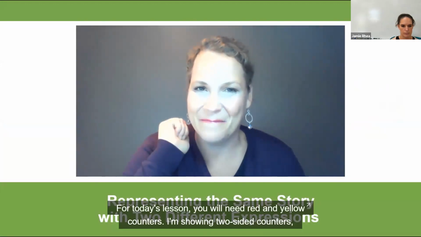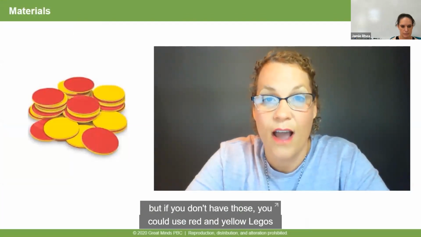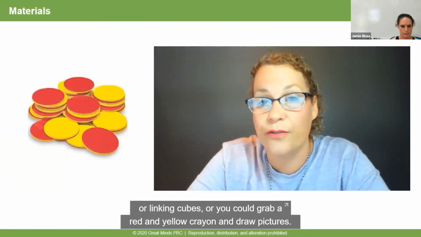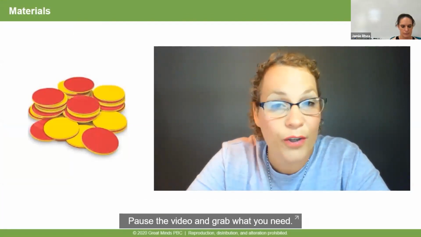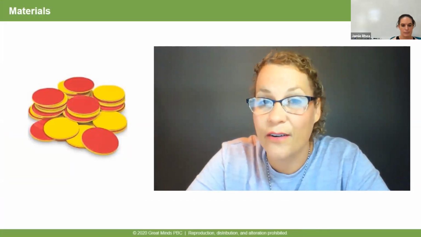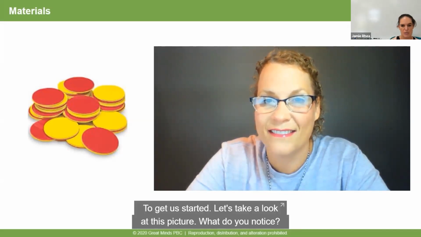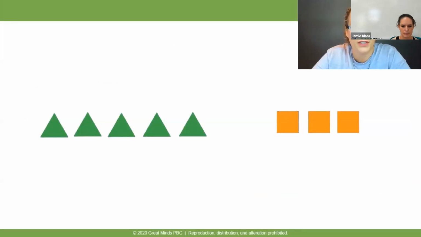Stay tuned. For today's lesson, you will need red and yellow counters. I'm showing 2-sided counters, but if you don't have those, you could use red and yellow Legos or linking cubes, or you could grab a red and yellow crayon and draw pictures. Pause the video and grab what you need. Remember, we don't have to grab those things, but if you have those, you can use them. To get us started, let's take a look at this picture.